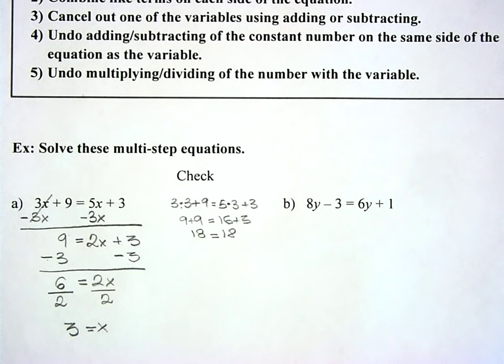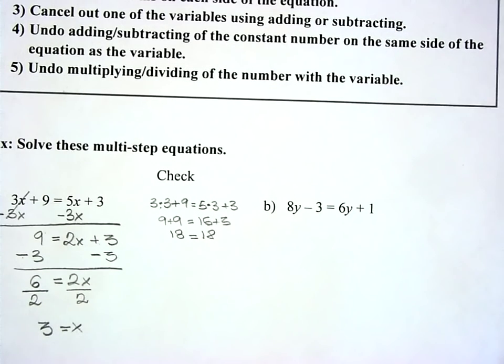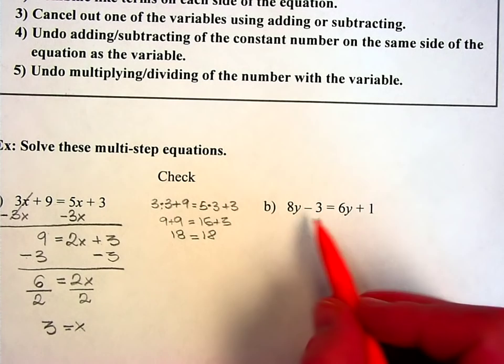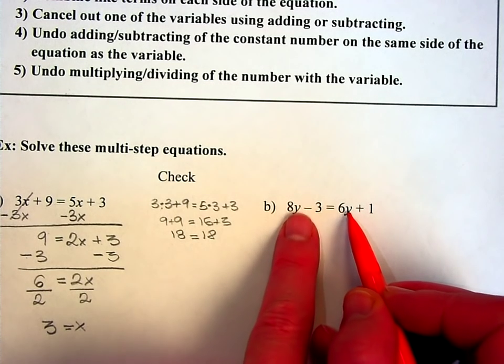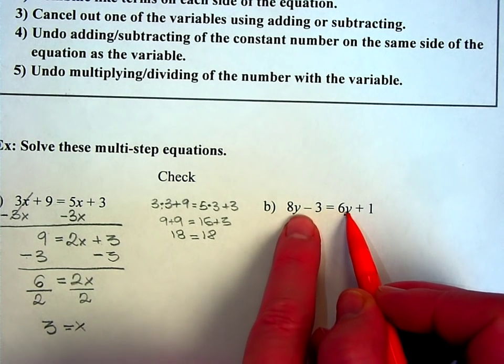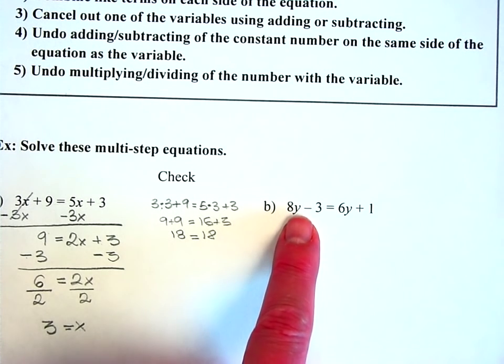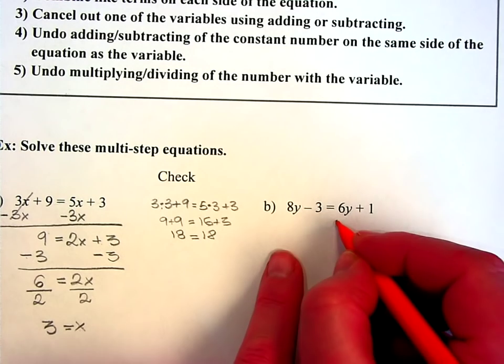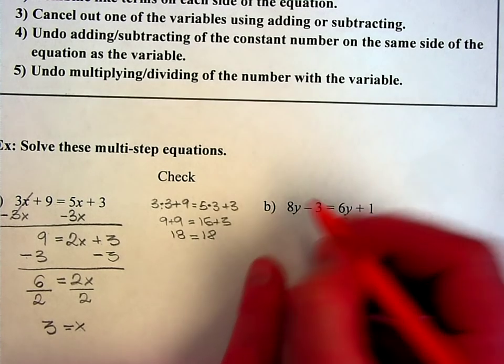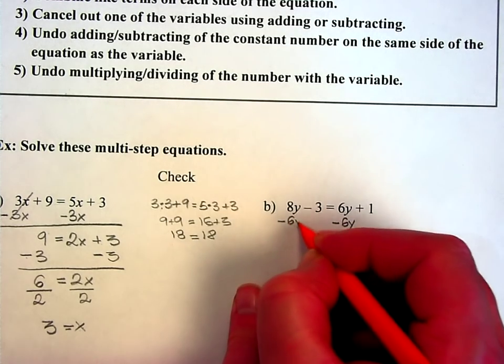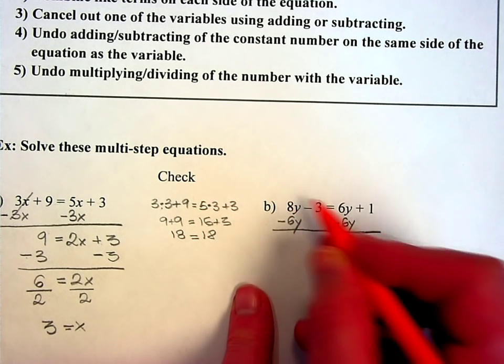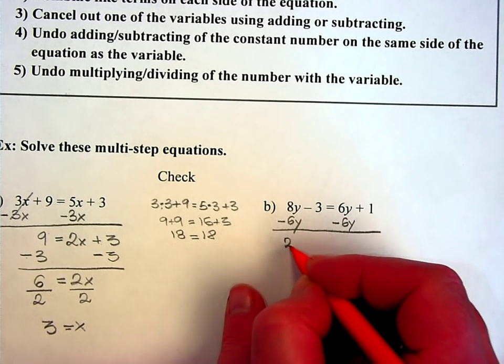Now let's look at B example. In B example, we have a variable on both sides. We have 8y here and 6y there. Again, we can cancel whichever one of them we want. I will actually cancel 6y, because if I subtract 6y from 8y, I will end up with a positive variable. So this will give me 2y.